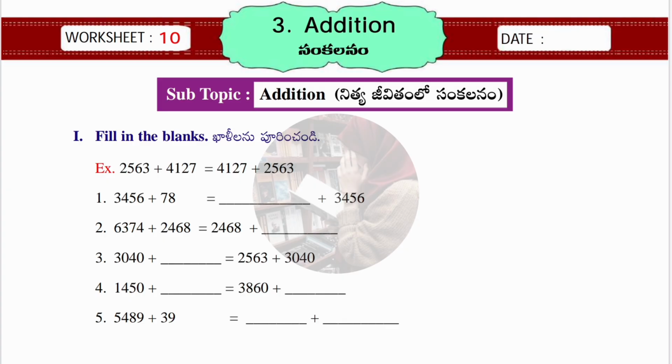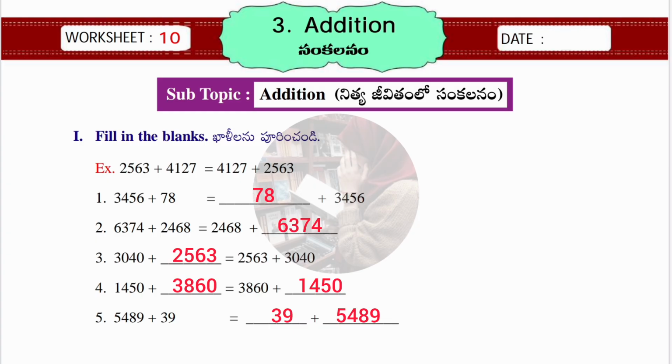So let's see the first one here. 3,456 plus 78 is equal to dash plus 3,456. I just told you, so write it down. Shifting the numbers doesn't change the total. So 78 is your answer. Let's see the second one. 6374 plus 2468 is equal to 2468 plus dash, means 6374, of course.